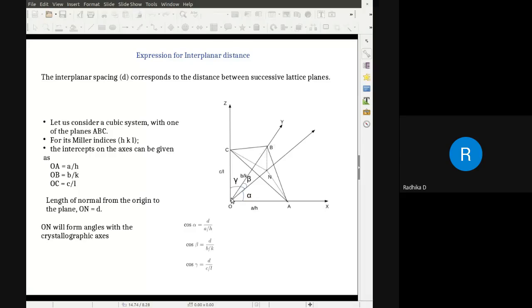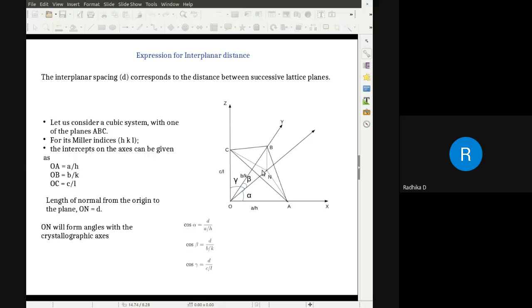Now once again the same with respect to OB. For cos beta, with respect to the y-axis, it is adjacent by hypotenuse. This is 90 degrees. N is here, the normal is here, so this is 90 degrees. So this OB is your hypotenuse. ON is adjacent, so ON divided by OB gives D divided by B by K.